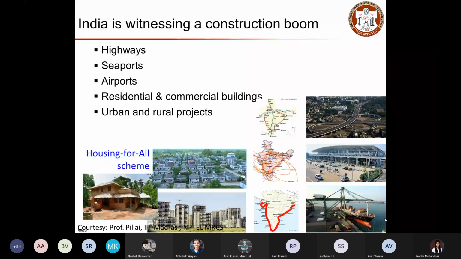We have a lot of government projects allotted for enhancing the infrastructure facilities in our country, and the main aspects are constructing roads and bridges in highways, seaports, airports, and then one of the main projects is the housing for all scheme. This was initially intended to be completed by 2020, and now it has been postponed to at least 2022. So we are going to invest a lot of money and a lot of materials for meeting the demand and the construction growth of our country.